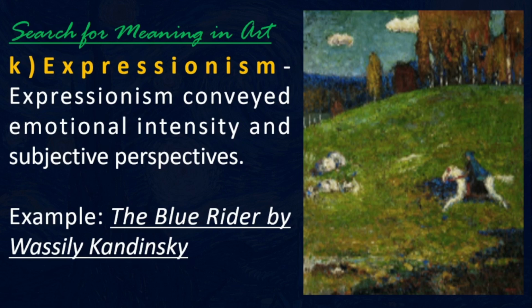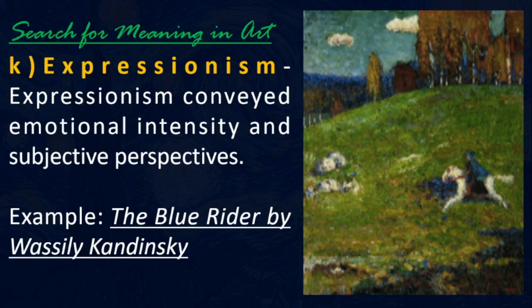Expressionism. Expressionism conveyed emotional intensity and subjective perspectives. Example, The Blue Rider by Wassily Kandinsky. This abstract painting uses dynamic shapes and bold colors to evoke emotion rather than depict a specific scene. Kandinsky believed that color and form could communicate feelings like music. The movement's focus on personal expression influenced later abstract art.